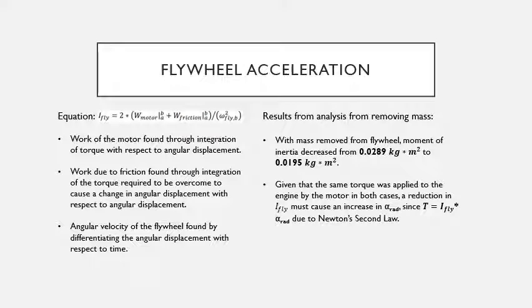We must now consider the effect that adding the mass to the flywheel has on the acceleration of the flywheel. From theory, we know that if the same torque is applied by the motor in both cases, then with added moment of inertia to the flywheel, the angular acceleration must decrease to keep the torque constant, since due to Newton's second law, torque is equal to moment of inertia times the angular acceleration. And we saw that the moment of inertia decreased from 0.0289 kilogram meters squared to 0.0195 kilogram meters squared after removing the masses from the flywheel.